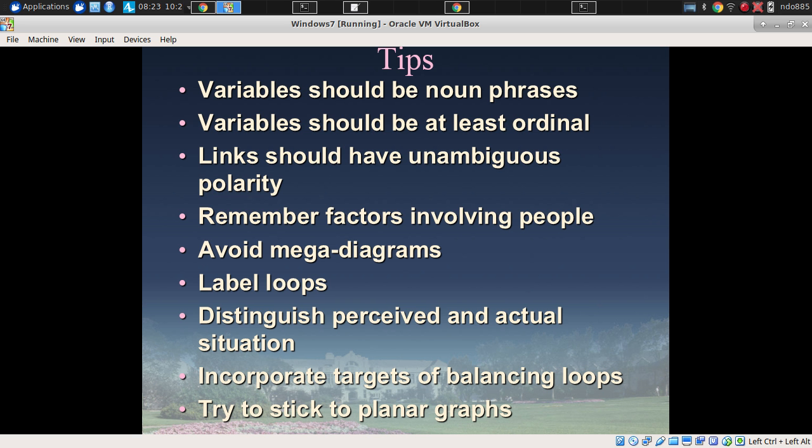And generally, you will want to distinguish between perceived and actual situation in many contexts. And particularly if you're dealing with things like screening in your models, tests, outcomes, etc., you will want to make a real distinction here. Often we incorporate targets for balancing loops, the value that they're tending toward. We'll see that in a little bit.